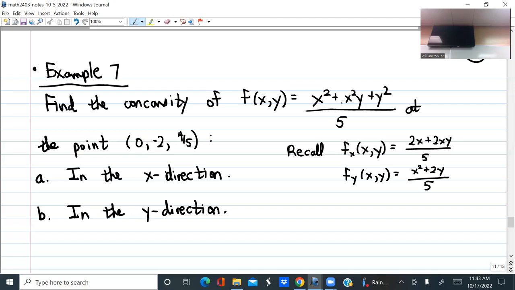When you're differentiating with respect to one of the variables, you hold the other one constant. So you're thinking of the other one as just being a number.